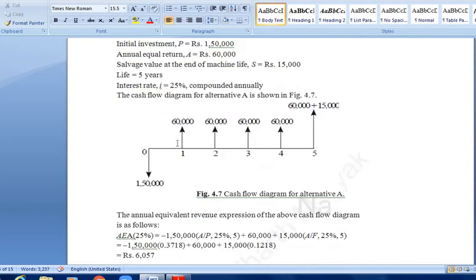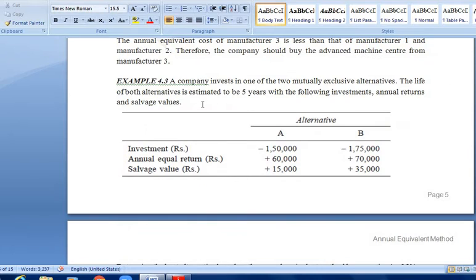Next, let us solve one more problem. A company invests in one of the two mutually exclusive alternatives. The life of both alternatives is estimated to be 5 years with the following investments.